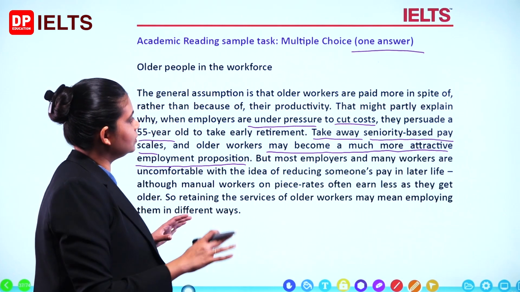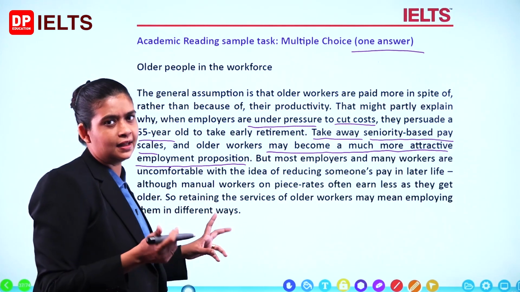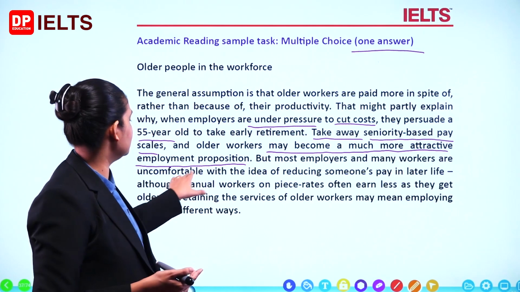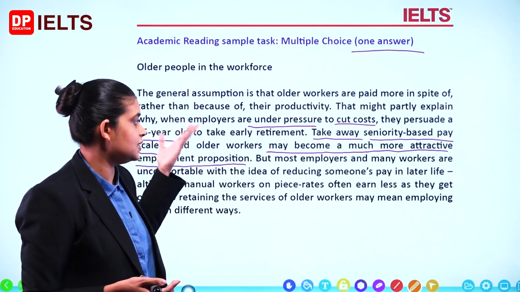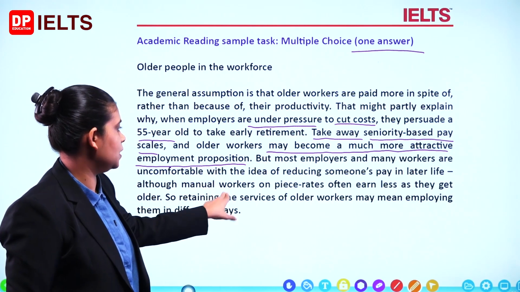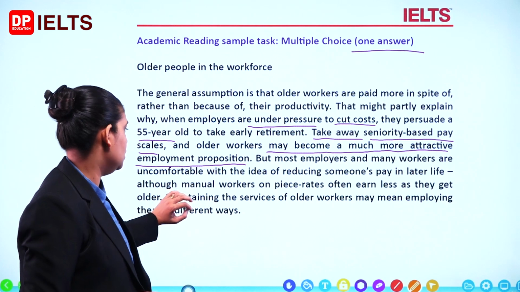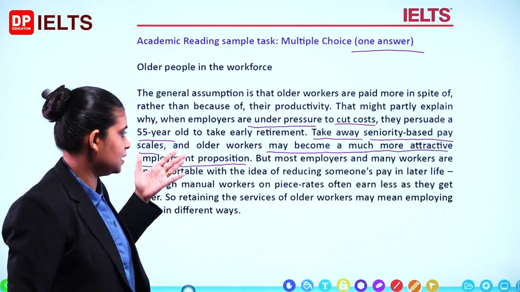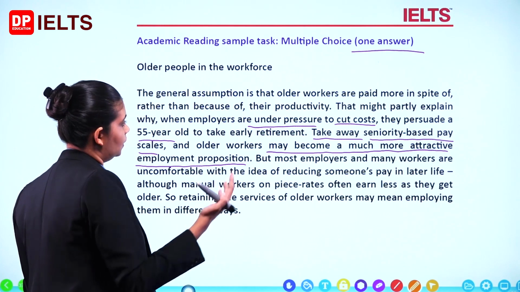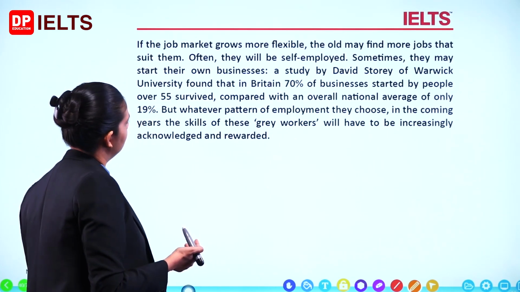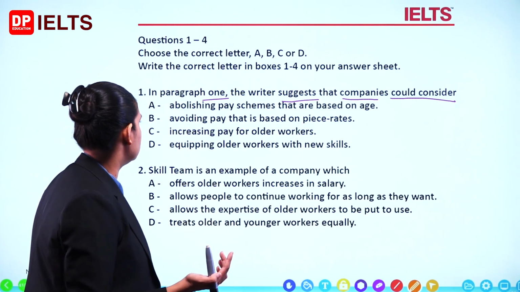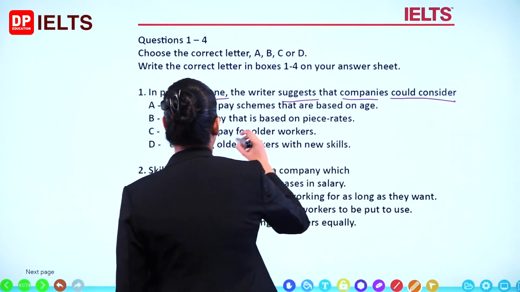That might partly explain why, when employers are under pressure to cut costs, they persuade a 55-year-old to take early retirement. Take away seniority-based pay scales, and older workers may become a much more attractive employment proposition. So they're thinking about taking away this seniority-based pay scale, that they're thinking of removing it, okay?